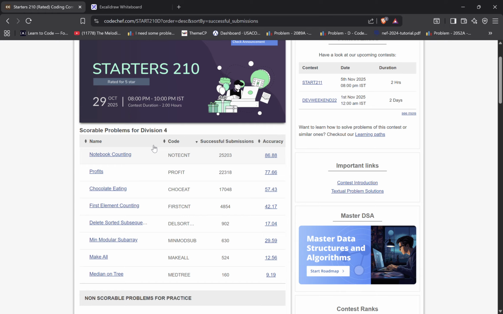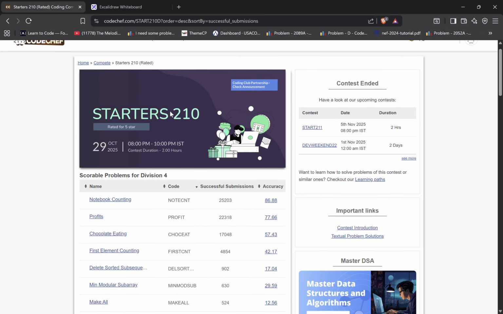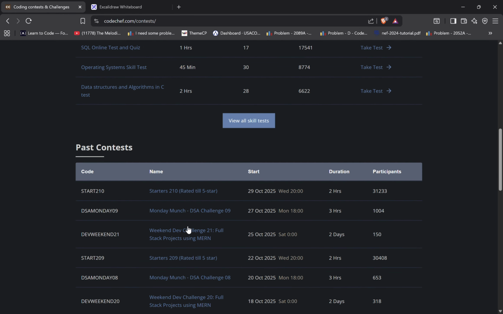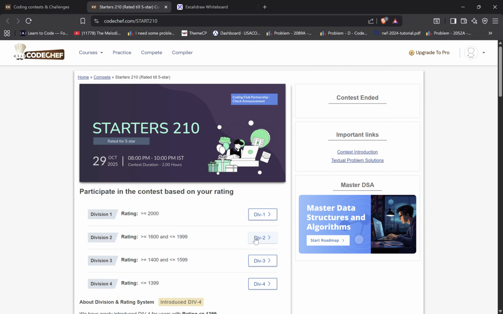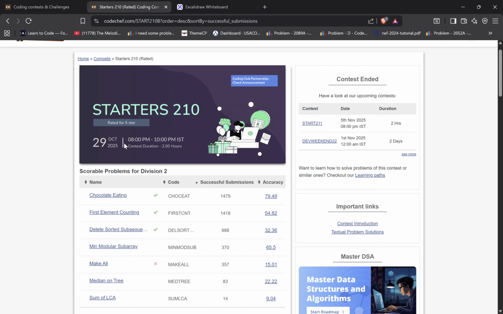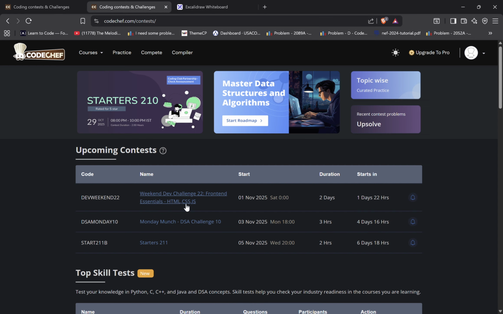This is Division 4. I usually participate in Division 2, which is this one. I usually participate here. I was able to solve the first three questions and I felt this one was easier, but I was not able to solve it. But yeah, I'll discuss the first two questions in Div 4, and the rest three I'll discuss in Div 2. So yeah, now for Div 4.